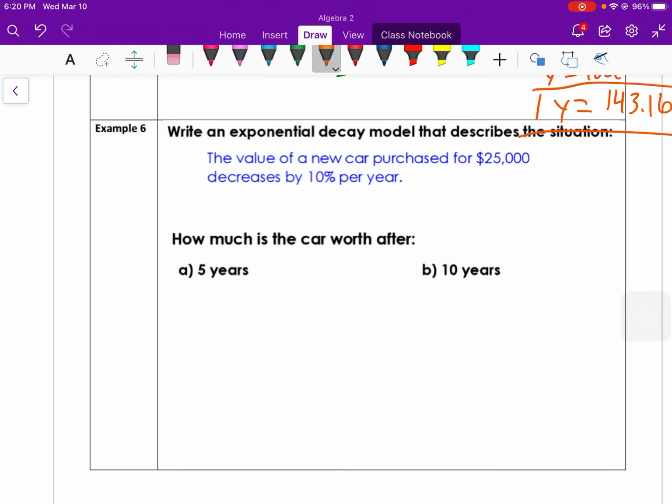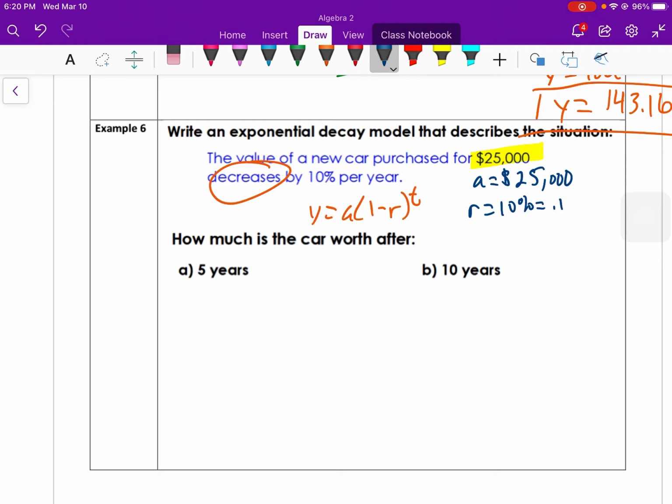Okay, finally, this is what you would have done if you did the extra credit activity. Write an exponential decay model that describes the situation. The value of a new car purchased for $25,000 decreases by 10% each year. So we know it's decreases, so it's y equals a times 1 minus r to the t power. My initial value is $25,000, and it decreases by a rate of 10% each year, which is represented by 0.1.